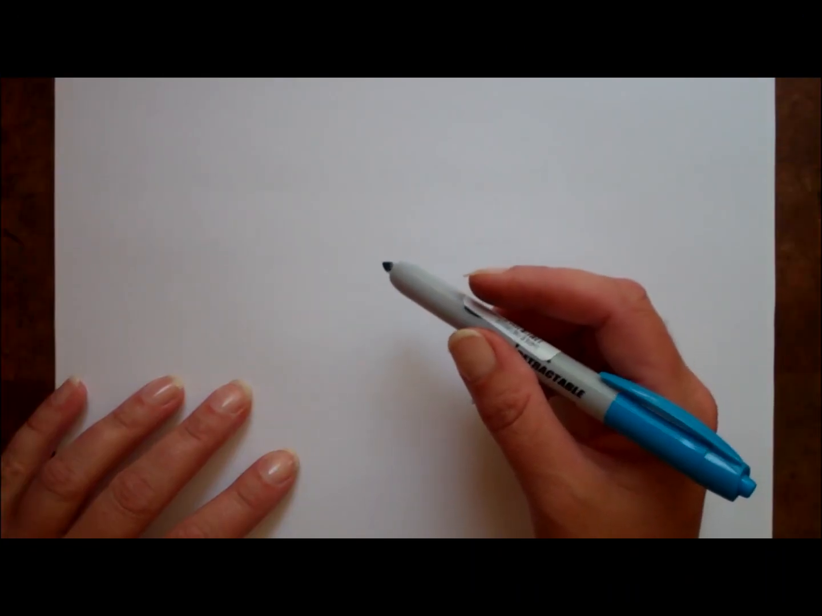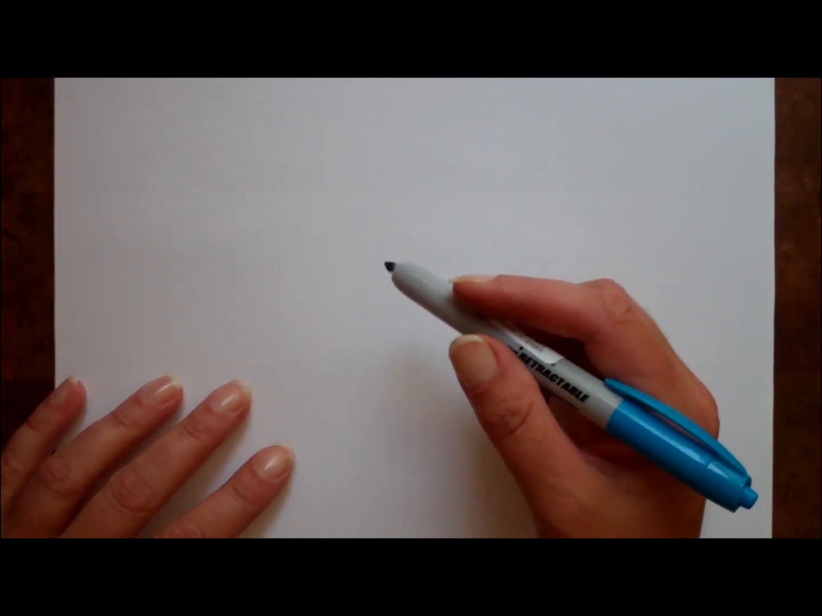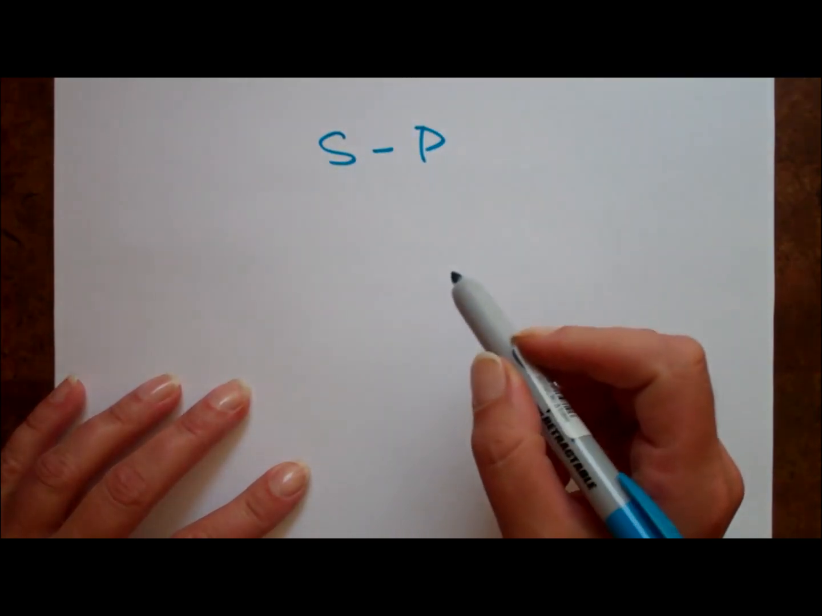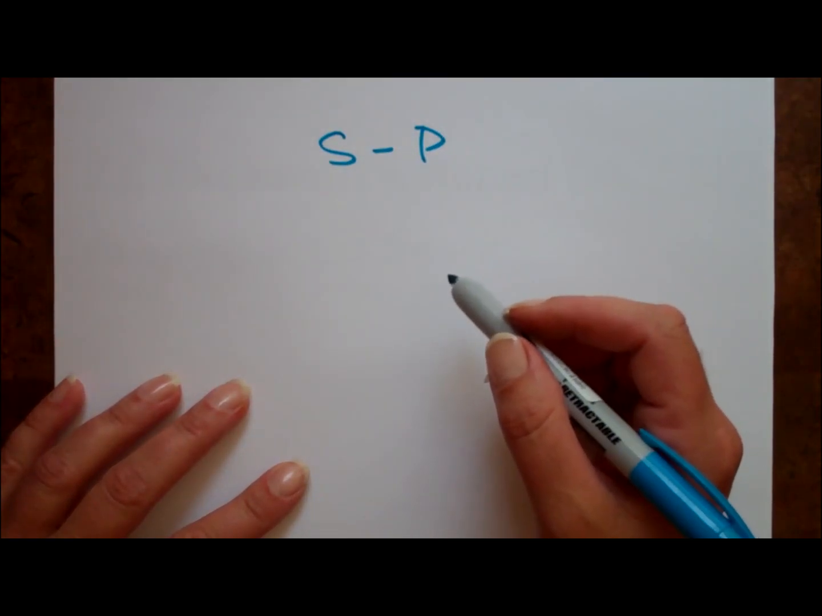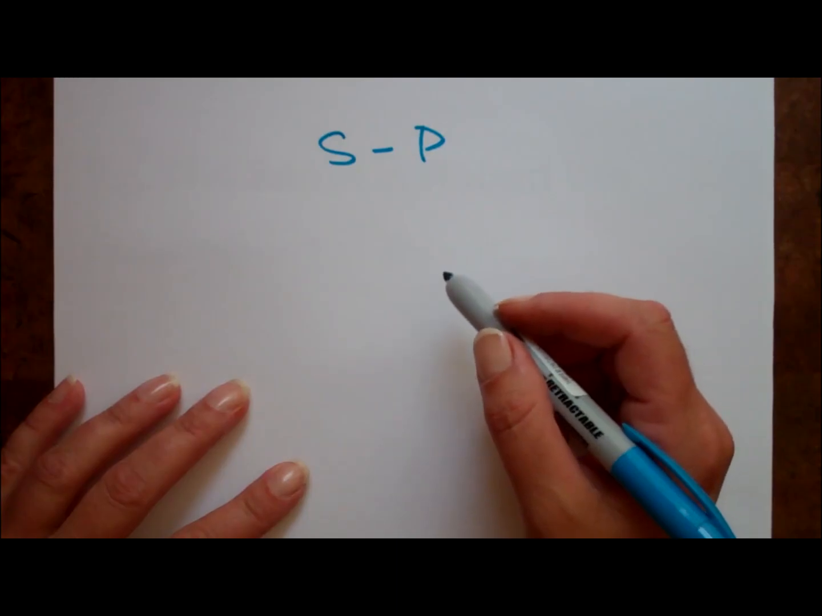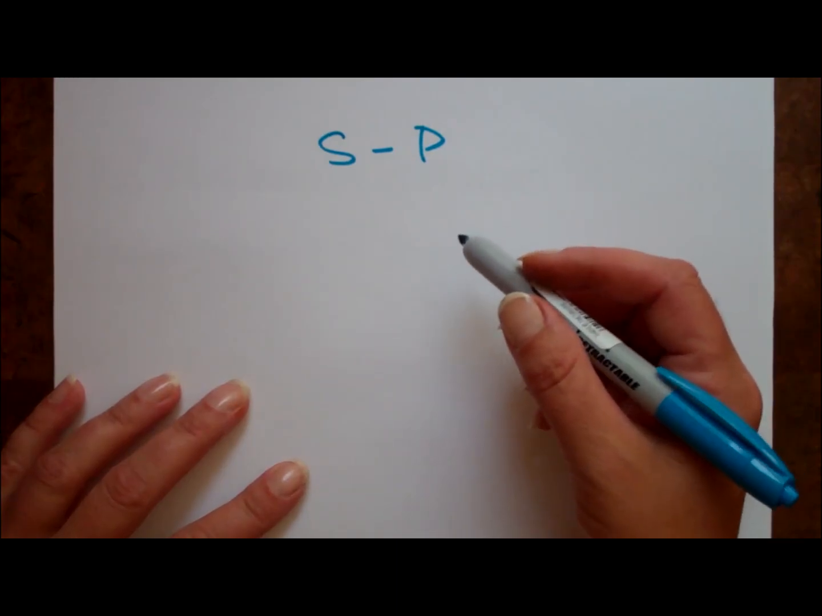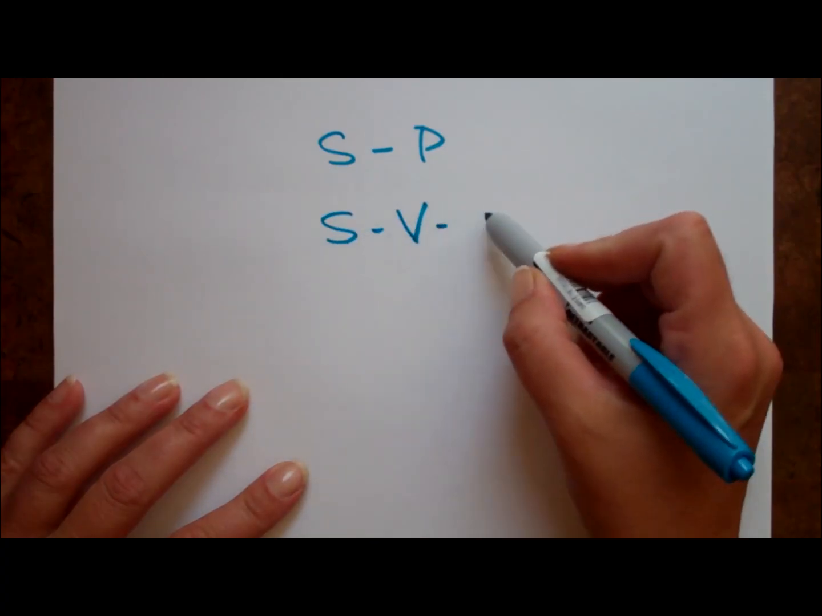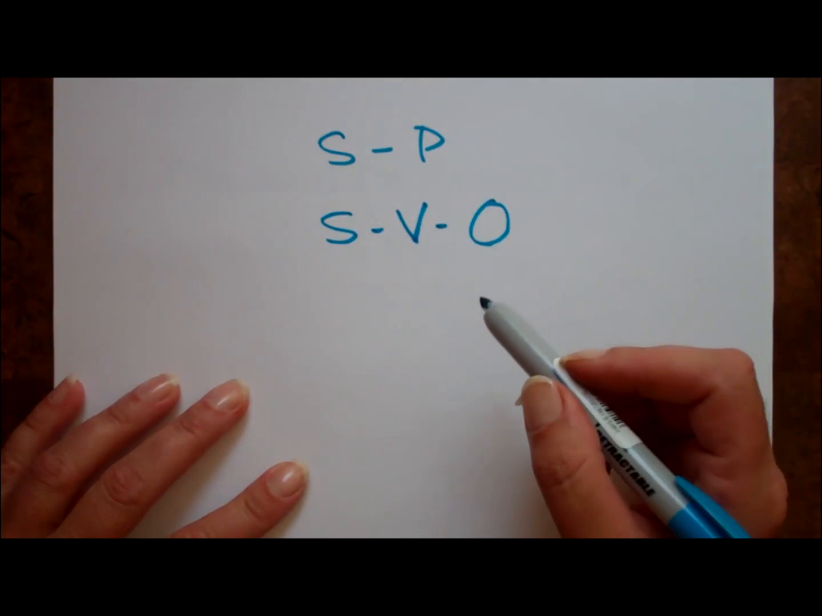Remember when we talked about the most basic order of sentences in the language? First the subject, and then the predicate. You can make things even more clear if you break that down further. So now we'll talk about the basic order of the sentence being subject, verb, object.